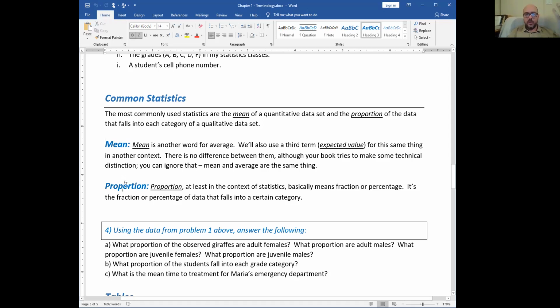Similarly, proportion, for our purposes, basically means what fraction falls into this category, or what percentage falls into a category. Well, we need a bunch of different categories then, right? Because we have to say what proportion is in each category, we need the categories. And so that's qualitative data. That's what qualitative data is. It's the list of categories. So in general, we use the mean most of the time on quantitative data, and proportions all the time on qualitative data. So that's why we want to make that distinction: those two things are very different statistics and we'll need them for different purposes.